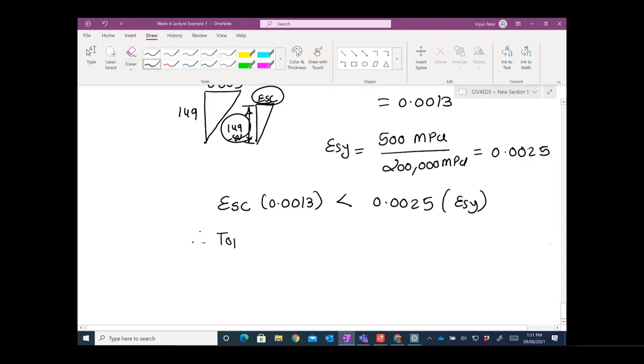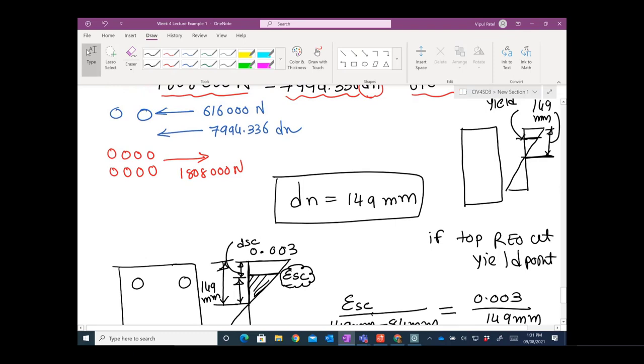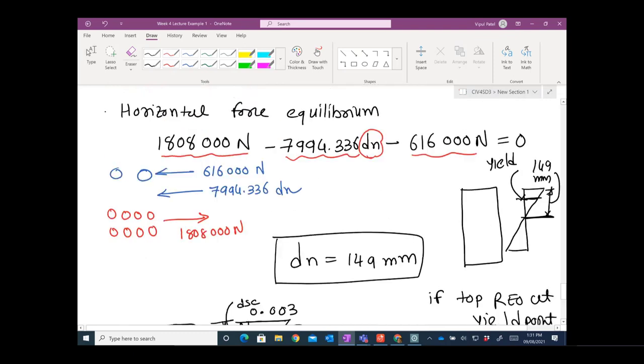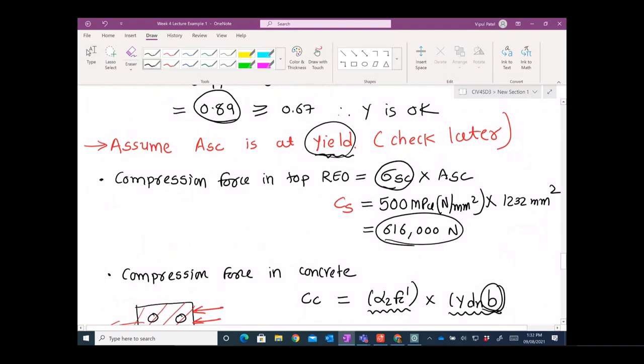Therefore, top rio is not yielded. All right, so this is the blow up here. Blow up meaning this DM, which is 149 millimeters that we have calculated, because we have put this 500 megapascals, right? We put this 500 megapascals. Now this is not yielded because we assume that this steel is yielded.